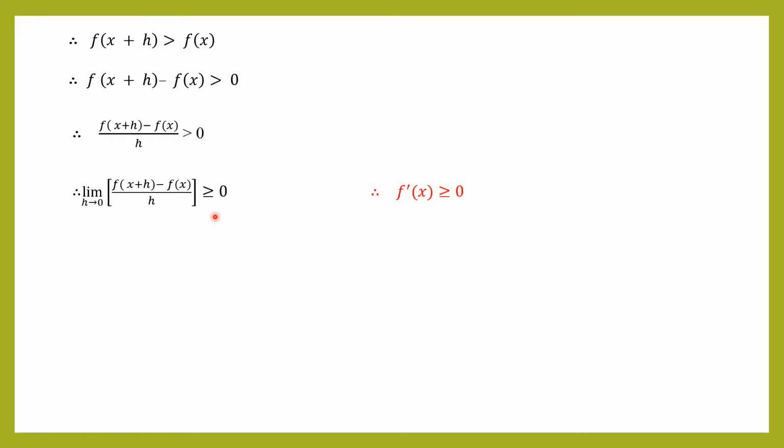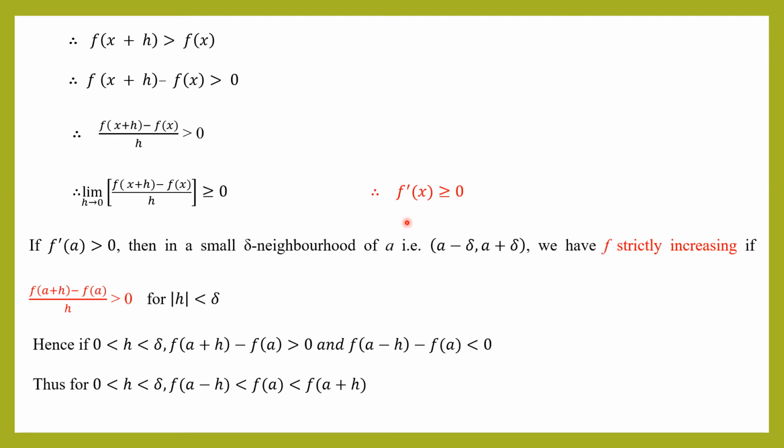We know the definition of derivative: f dash of x equals the limit as h tends to 0 of f of x plus h minus f of x divided by h. It is the derivative of the function, denoted by f dash of x, greater than or equal to 0. This is the condition for an increasing function.